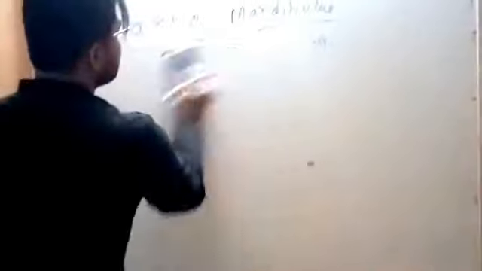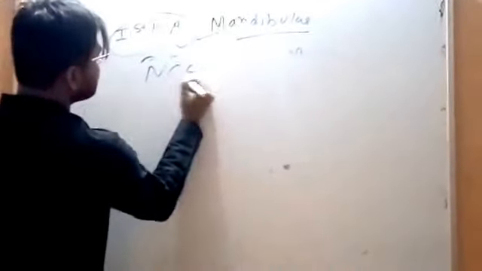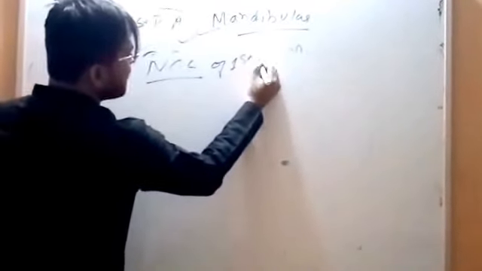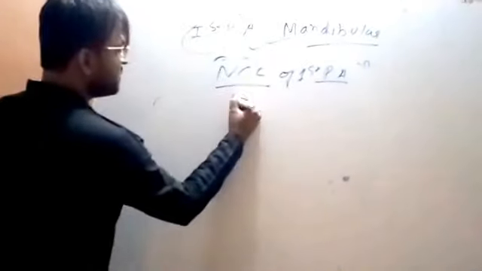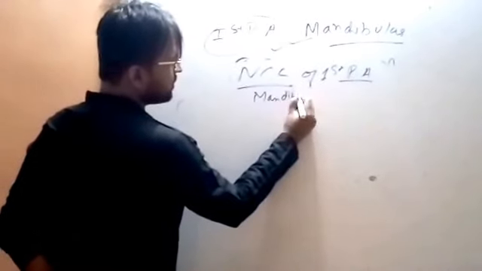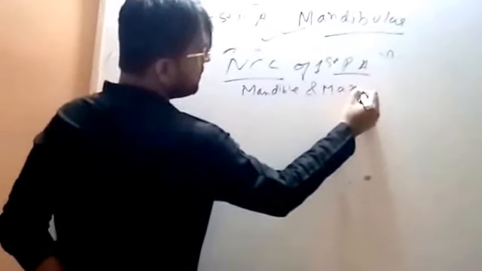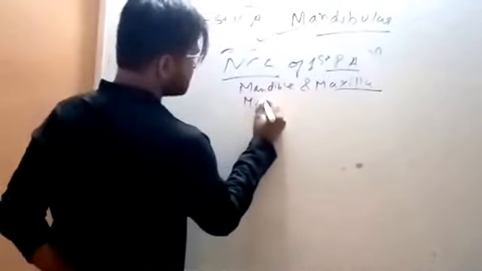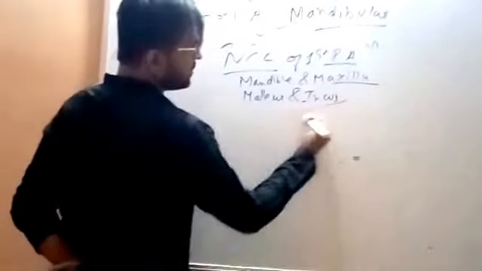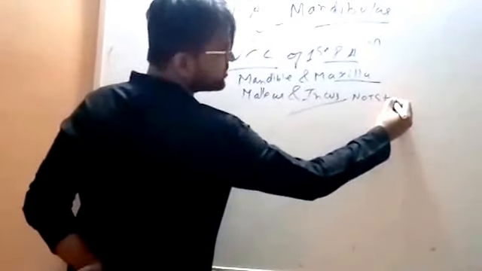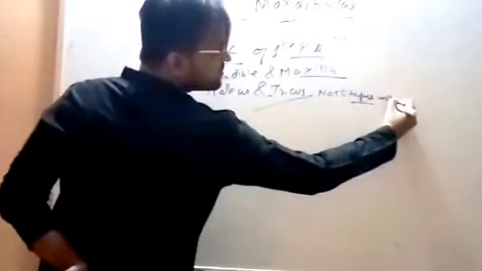Now the NCC of first pharyngeal arch. What does the NCC of first pharyngeal arch give rise to? The neural crest cells of first pharyngeal arch, as I told you, give rise to skeletal structures. And what are the skeletal structures? Mandible and maxilla, malleus and incus, not stapes, because stapes is derived from what? Second.